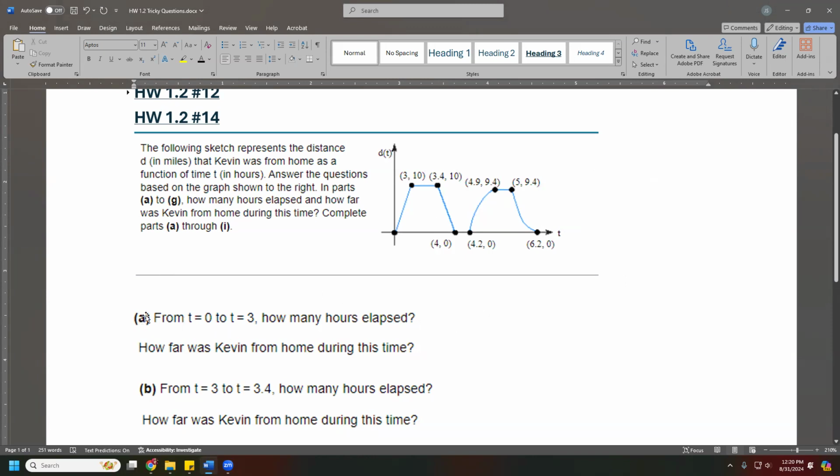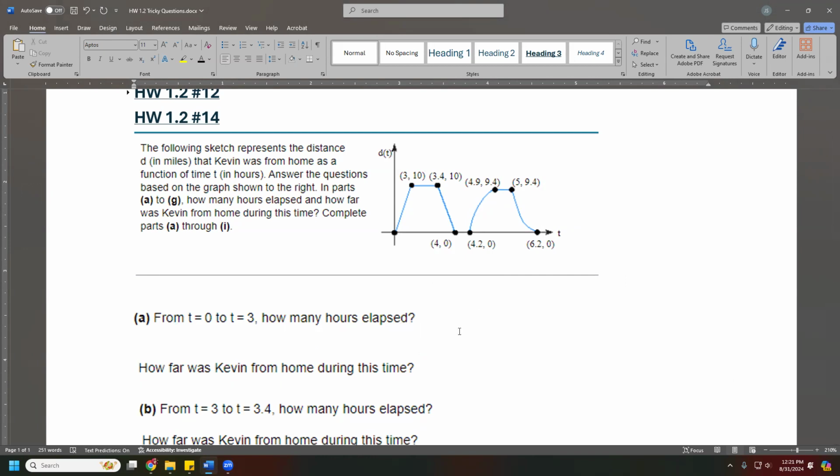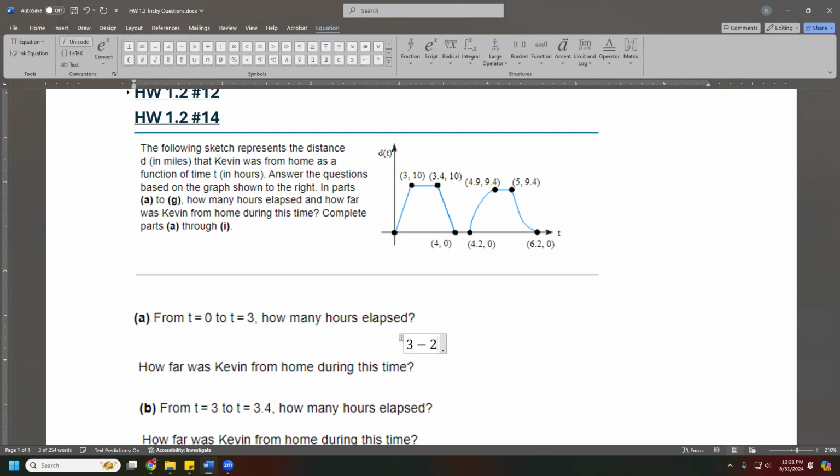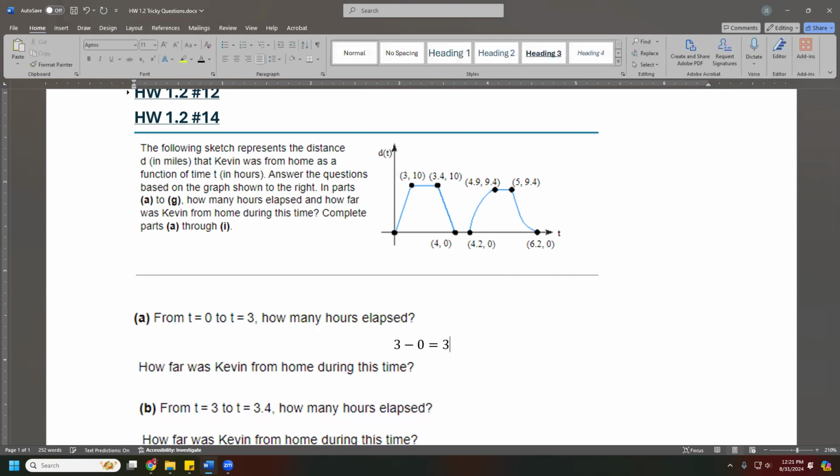So for a lot of them, the first part is from time equals blank to time equals blank, how many hours elapsed? Well, t is measured in hours. So if I start my clock at 0 hours and I look at my clock and it's now 3 p.m., or 3 a.m., it doesn't matter, how many hours passed? It's just 3 minus 0. So I would say 3 minus 0 is equal to 3 hours passed.